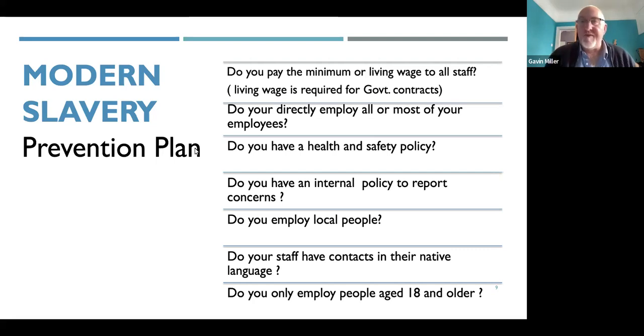Having a modern slavery preventative plan can be a unique selling point for your company. It shows that you value ethical practices and can help you stand out from competitors. It makes you a really attractive partner for other businesses who want to mitigate risk and include you in potential tenders.